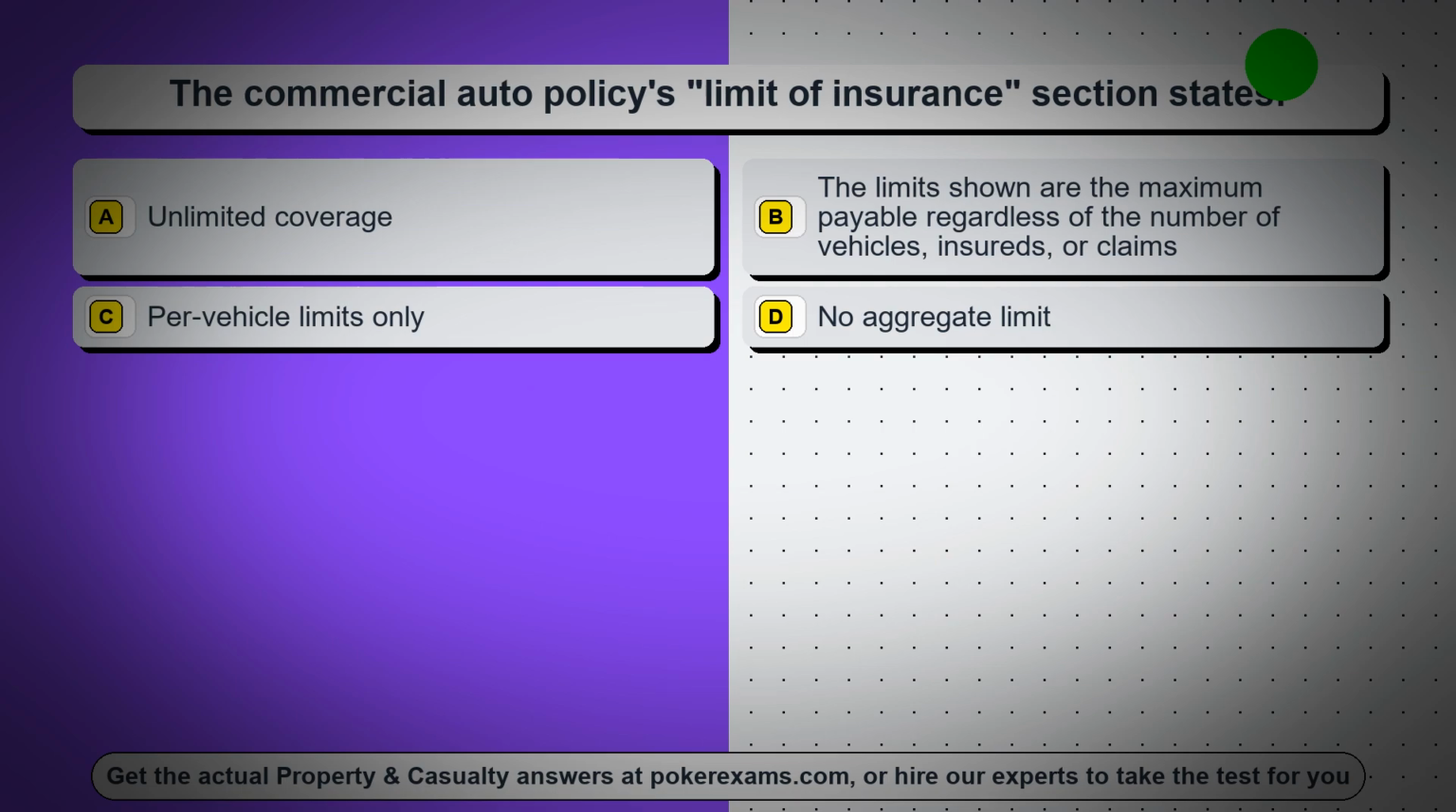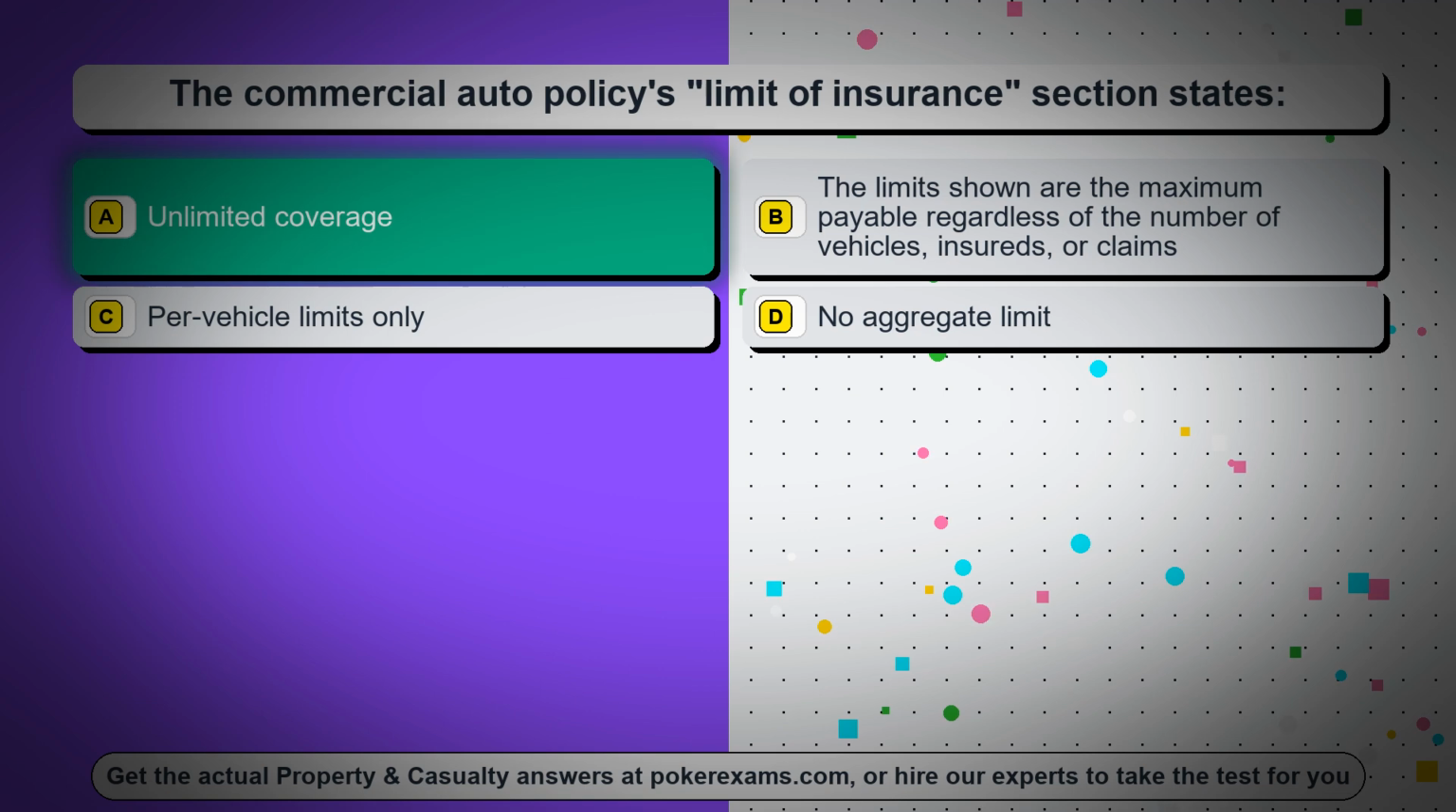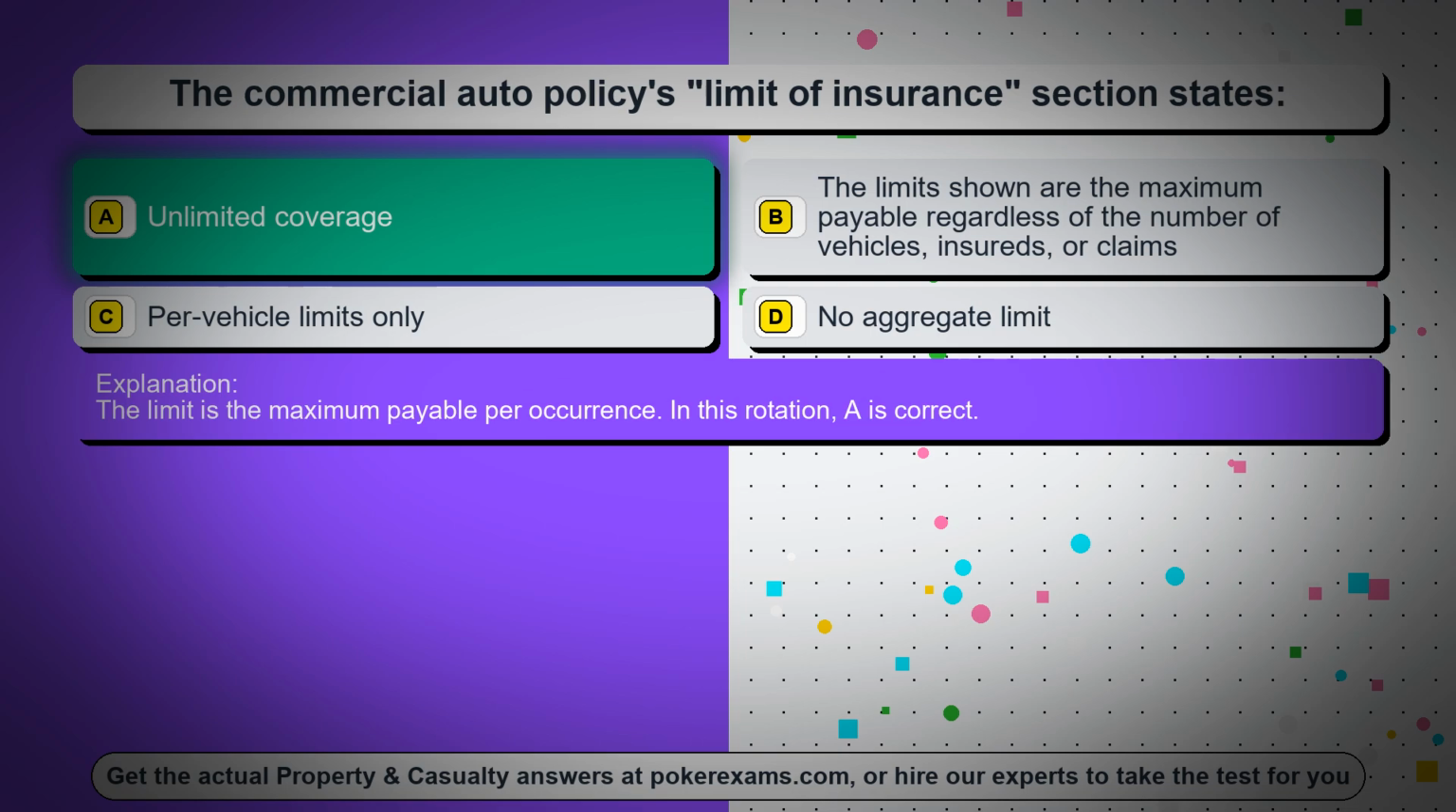Question 94. The commercial auto policy's limit of insurance section states option A, unlimited coverage, option B, the limits shown are the maximum payable regardless of the number of vehicles, insureds, or claims, option C, per vehicle limits only, option D, no aggregate limit. The correct answer is option A, unlimited coverage. The limit is the maximum payable per occurrence. In this rotation, A is correct.